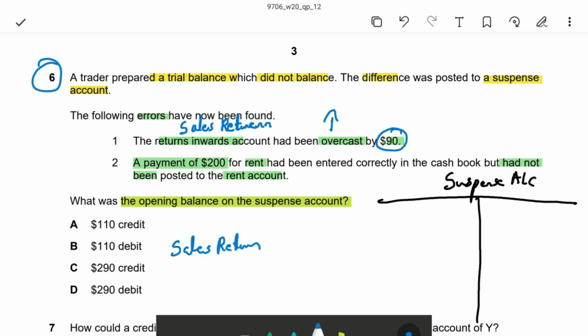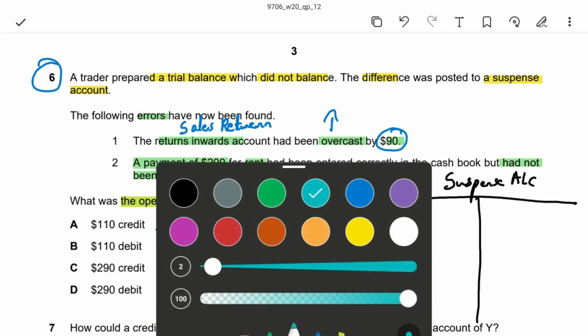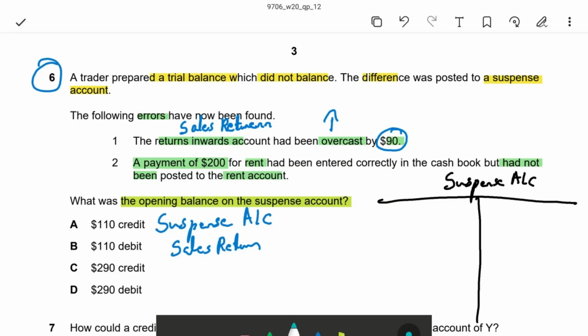So what will be debit? Debit will be suspense account. Suspense account is debit and sales return is credit. What is the amount? The amount is 90. Here 90, here 90. So here the suspense account is debited with 90. So on the debit side, 90 sales return.